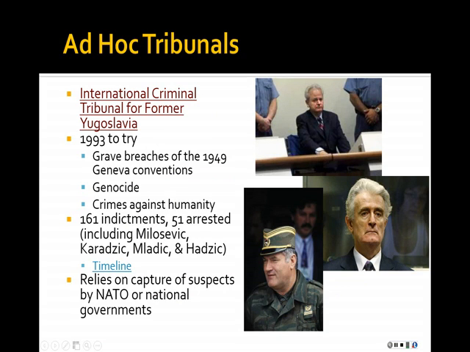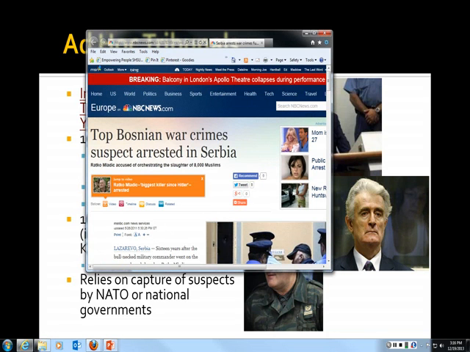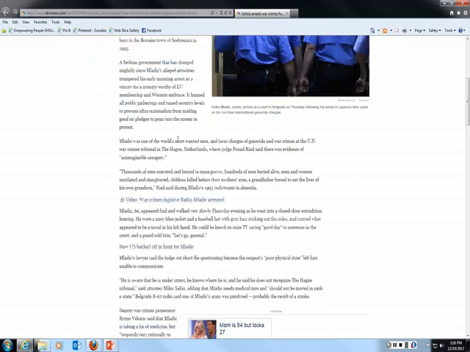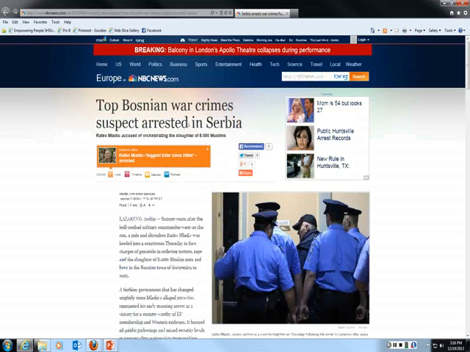Now, this probably needs to be updated, but there have been 161 indictments. So the tribunal has indicted 161 individuals, but only 51 of them had been arrested. All right, so here's Milosevic and two of the other individuals, Mladic and Hadžić. I can't pronounce that very well, but the tribunal talks about their crimes and what they're on trial for. You can go look at the actual timeline provided by, well, this is an article provided by NBC News, but it gives you a breakdown and talks about the hunt for some of these war crimes suspects.